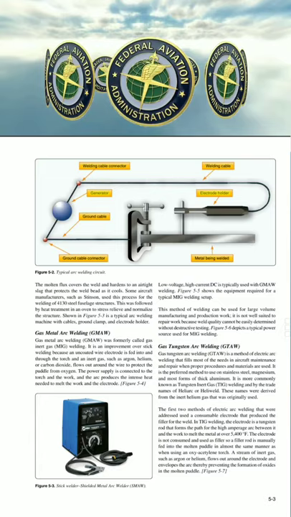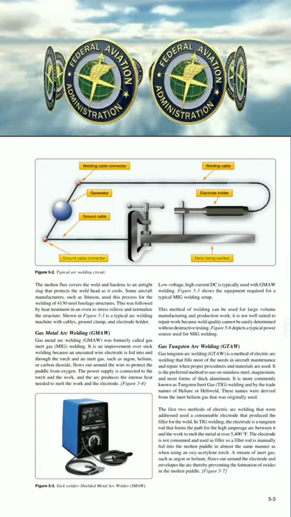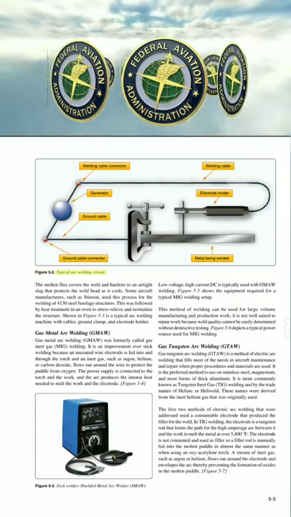5-2. Welding cable connector. Welding cable. Generator electrode holder. Ground cable. Ground cable connector. Metal being welded. Figure 5-2. Typical arc welding circuit.